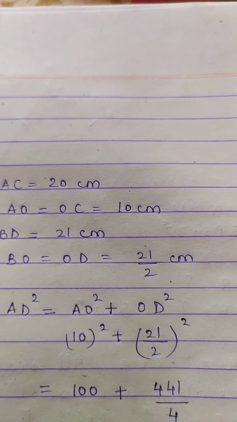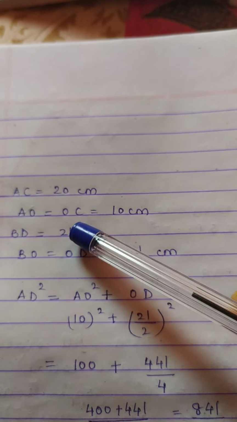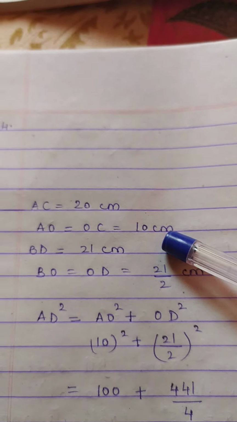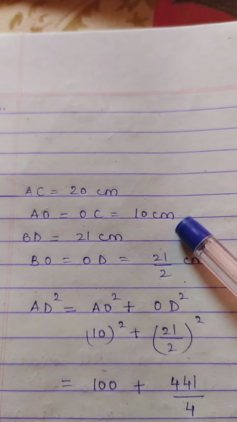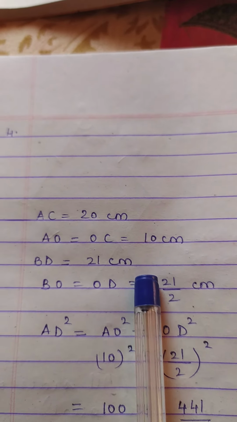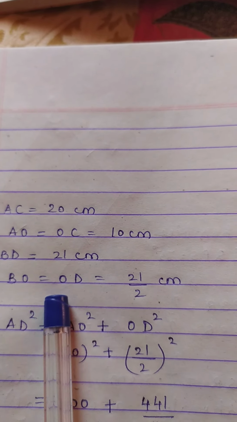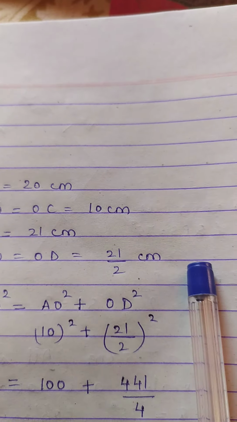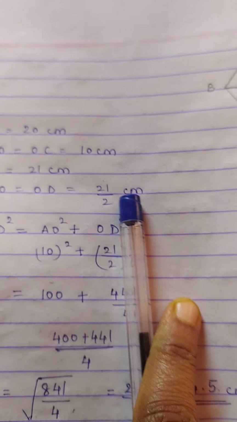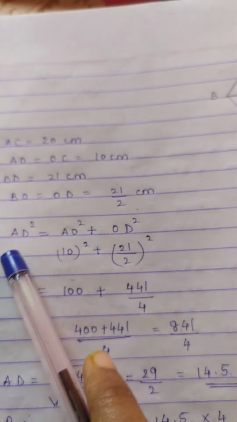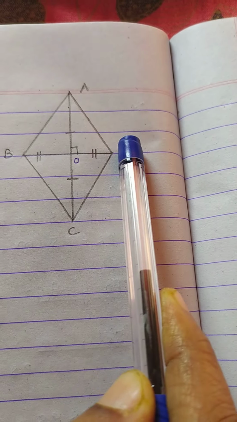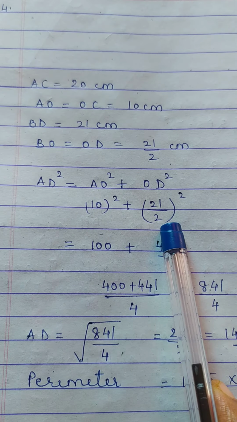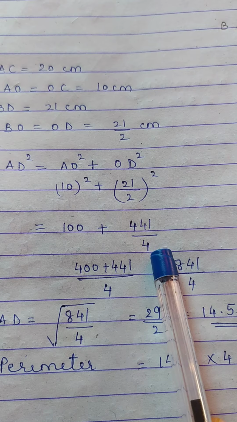So we are given AC is 20 centimeter. Half of it, AO equal to OC, is 10 centimeter. We know that the diagonals of a rhombus are perpendicular bisectors. BD is 21 centimeter, the other diagonal. So half of it, BO is equal to OD, 21 by 2 centimeter. I have kept it like this because it becomes easy for you to solve. Now you will use Pythagoras theorem. In triangle AOD, AD square equal to AO square plus OD square. So we are using this Pythagoras theorem here to solve.